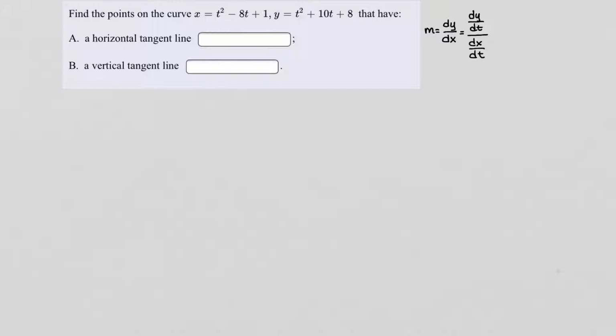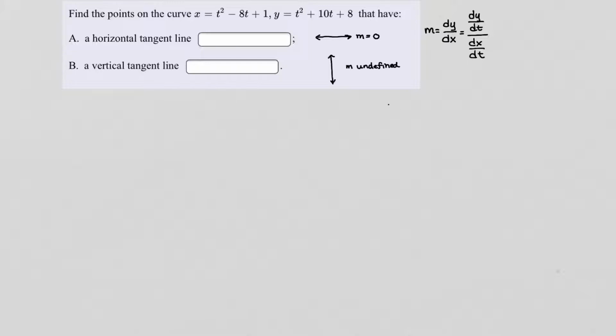Secondly, we have to remind ourselves that when we have a horizontal tangent line, the slope of that tangent line will be 0. And when we're looking for a vertical tangent line, the slope of that tangent line will be undefined. These are things we have to keep in mind when we go about working this problem.